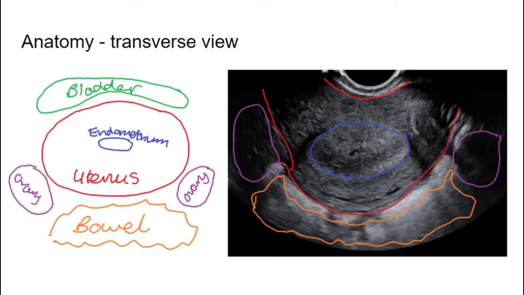So the previous slide was in a longitudinal view. This is a transverse view. They're useful for looking at different parts of the anatomy and for understanding a 3D relationship of structures. So now we would have the bladder at the front, the bowel at the back, the ovaries laterally, and then you can see how the shape of the uterus changes when you're looking at it in a transverse view.